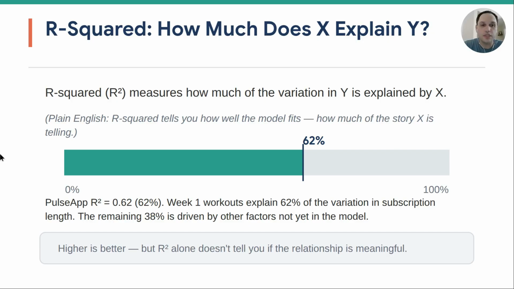PulseApp's r squared is 0.62, or 62%. That means week 1 workout count explains 62% of variation in subscription length across subscribers. The remaining 38% is driven by other factors that aren't in the model yet. An r squared of 62% is actually quite strong for a single variable. It means workout count in week 1 is doing a lot of explanatory work, but it also signals that there are other factors worth adding to the model.